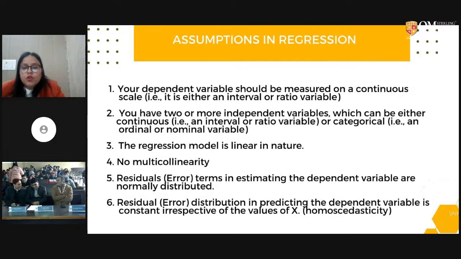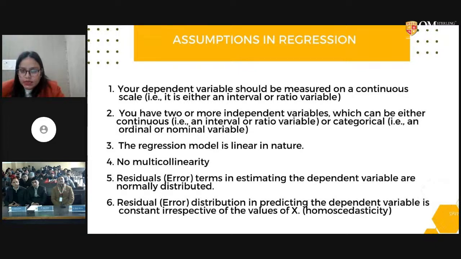Third is that the regression model is linear in nature. Linear regression model means that there has to be a linear relationship between the independent variable and the dependent variable. This can be done by using a scatter plot. You can enter the values of the independent variable and the dependent variable, and see the scatter plot chart, or check through the visual graphical display and understand whether your data is linearly related to your dependent variable or not.